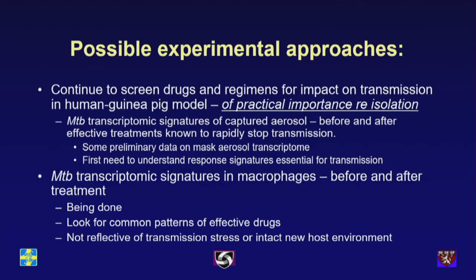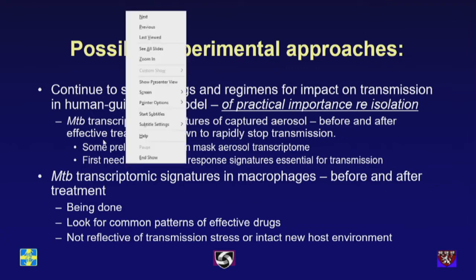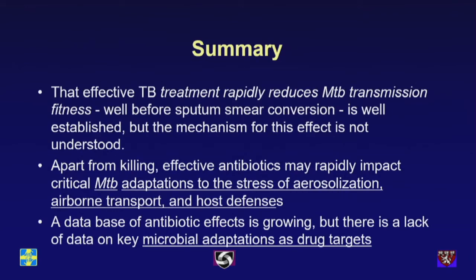Another approach might be to look at TB in macrophages before and after treatment, and that is actually being done, and look for common patterns among effective drugs. So I think we've known that there's a very rapid effect of effective treatment on TB transmission for the last 50 years, and that it happens well before sputum conversion, but the mechanism isn't known. And apart from killing, effective antibiotics may rapidly impact critical TB adaptations to the stress of aerosolization and airborne transport and or the stress of host defenses.